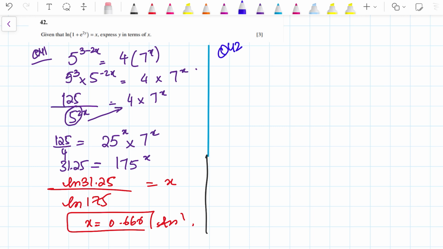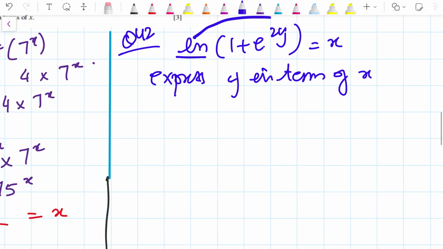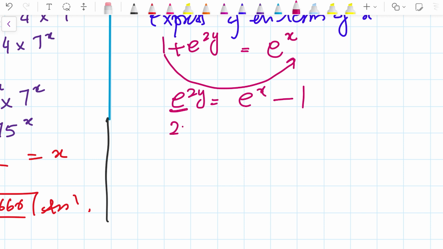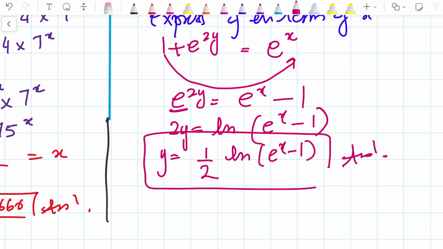Given that, question 42, ln of 1 plus e power 2y equals x, express y in terms of x. Okay, now here, when ln goes to the other side, it becomes e power x. When 1 goes to the other side, it becomes e power x minus 1. E goes to the other side, it becomes ln. Half goes to the other side, half ln of e^x minus 1. And that's all the requirement of the question.